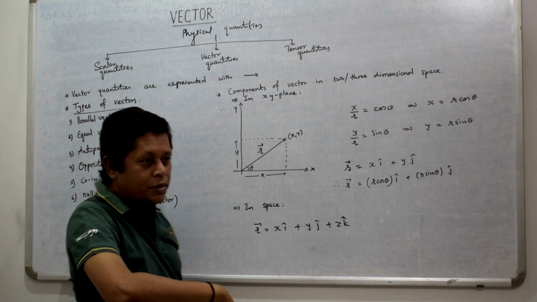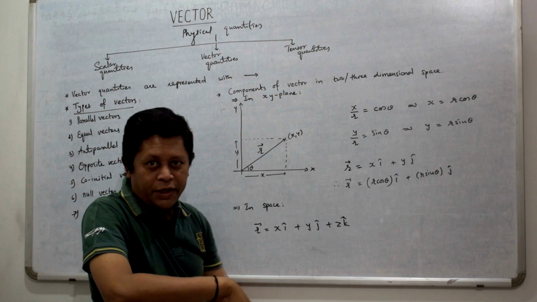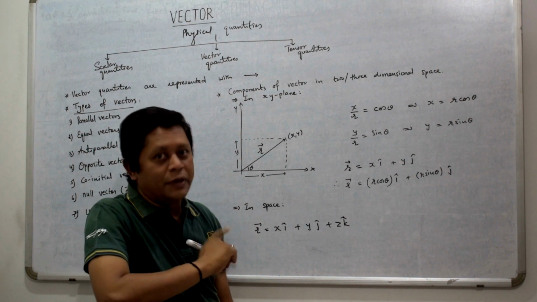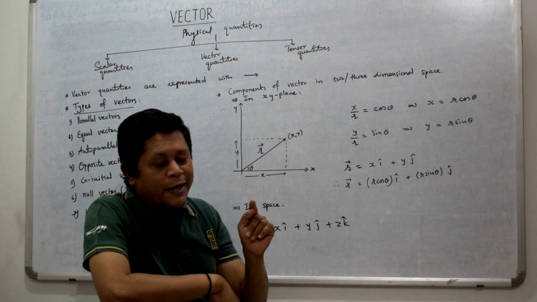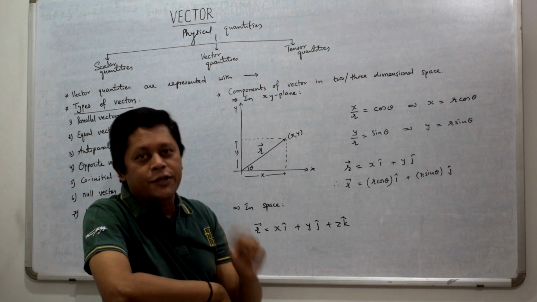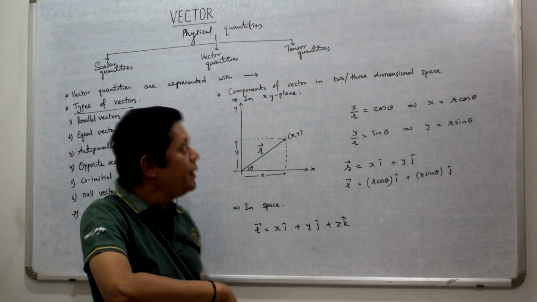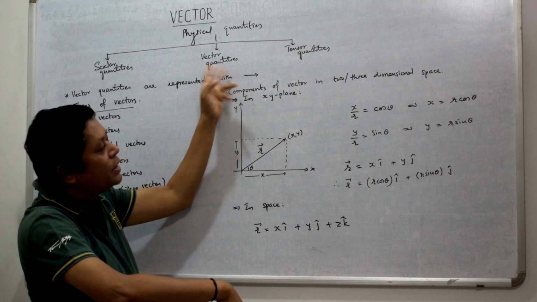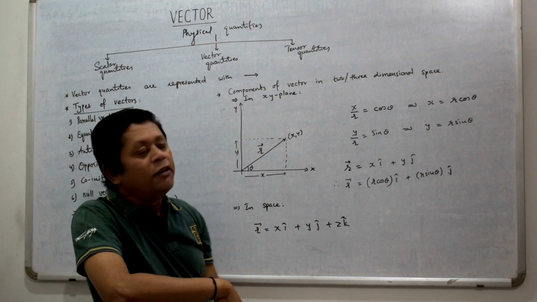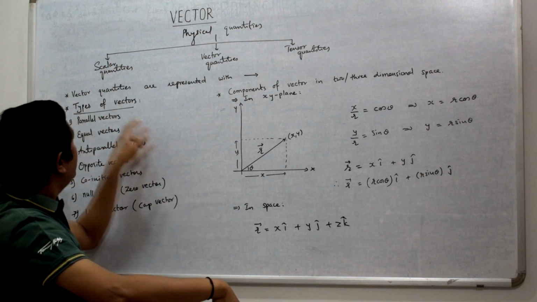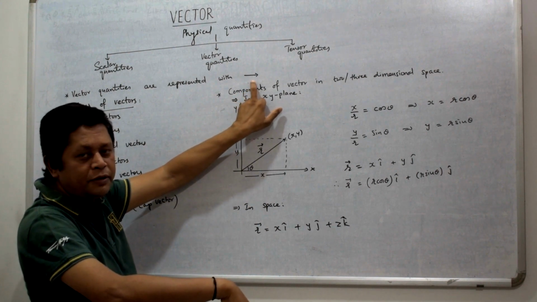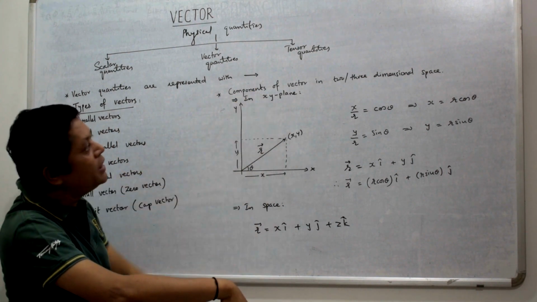For example, suppose you say the force acting on an object is 10 Newton. 10 Newton is not sufficient information here. Its direction is also important, in which direction it is acting. So that way, with magnitude, if direction is also required, then that quantity you can represent as a vector quantity. And vector quantities are represented with the symbol of an arrow, which indicates the direction.